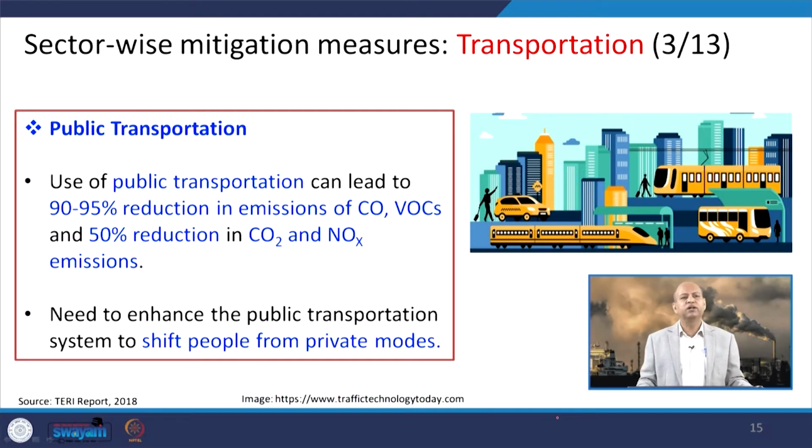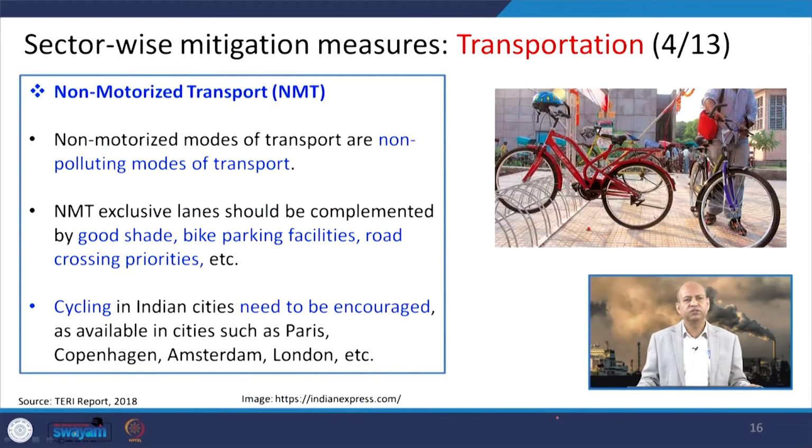We also need to enhance the public transportation system to shift people from their private modes, but that is only when the public transportation system will provide a high comfort level journey, reliability and punctuality, all those kind of things. Well, non-motorized transport promotion can also be there, because it is not emitting any kind of emissions. For shorter distances, and if we have good infrastructure, dedicated lanes for cycles or pedestrians, then people feel motivated, otherwise it is difficult to walk on the road where all kind of traffic is there.